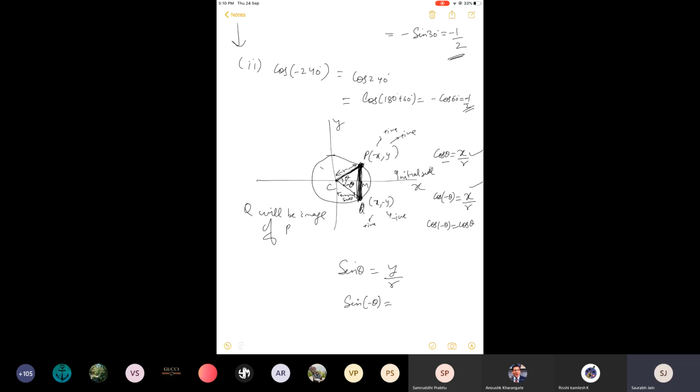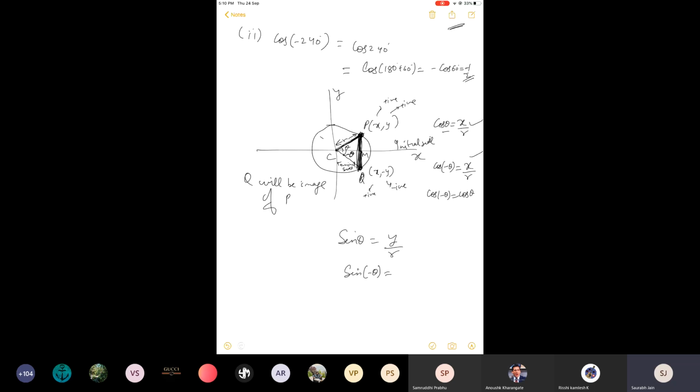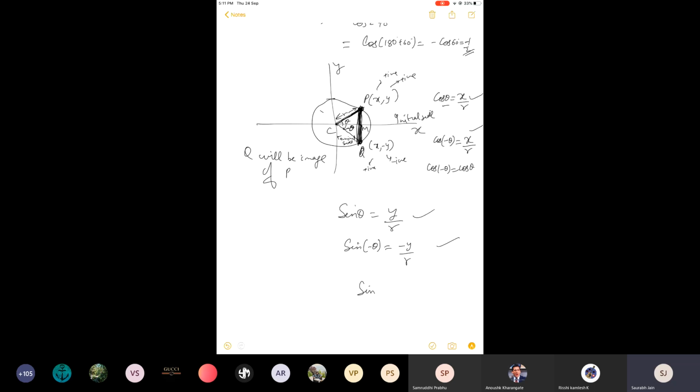So now the question is, just like sine theta is y by r, who can tell me what will be sine of minus theta? Minus y by r. Yes, correct. Y coordinate of point Q upon the radius of the circle. What do you observe? Both are opposite of each other. So from here, I will write sine of minus theta: in place of y by r, I will put sine theta, but minus is there. So that's why it will become minus of sine theta.